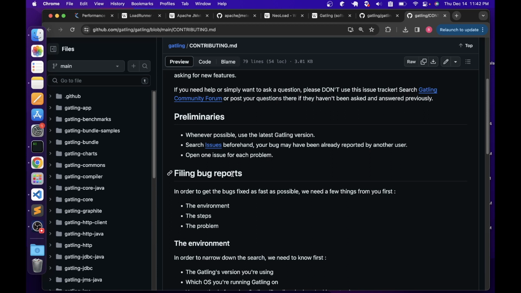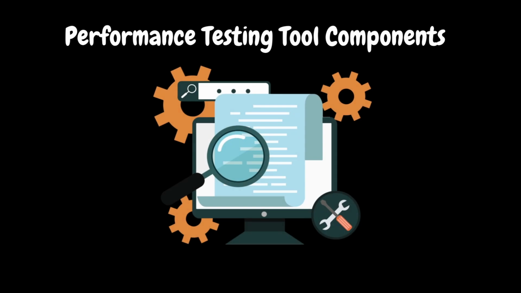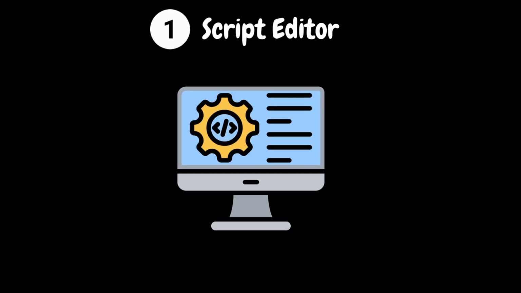Okay, next we will discuss different components of a performance testing tool. In general, there are four key components in any performance testing tool. The first one is the script editor. It is primarily used to develop the test scripts. Every tool will use its editor to develop the script and support some specific language for scripting purposes. For instance, LoadRunner supports C as the scripting language, and JMeter supports Groovy or BeanShell for scripting.